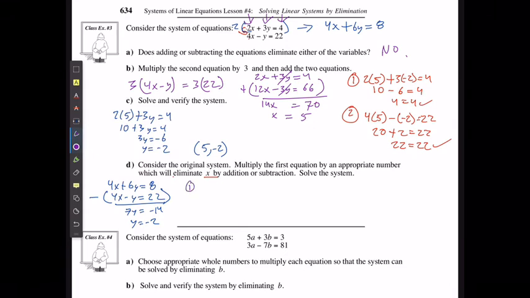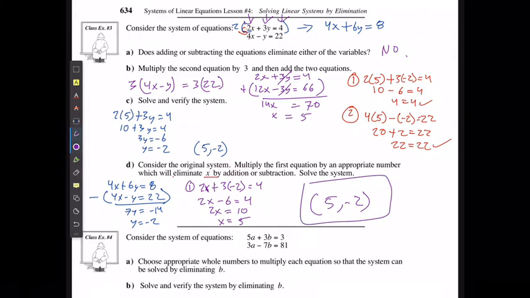Now I'm going to substitute back into one of the original equations. I'm going to do it for equation 1 in this case, and say that 2x plus 3 times negative 2 is equal to 4. 2x minus 6 is equal to 4. 2x is going to equal 10, and x is going to equal 5. And I get the solution of 5 and negative 2 again, because it doesn't matter which one I eliminate, I should still be able to solve it and get the exact same solution.